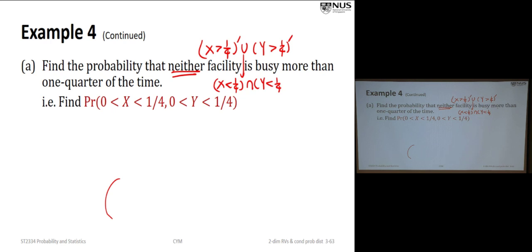More than 1/4 of the time. It doesn't matter where you put the equal sign because it's a continuous random variable. More than 1/4 of the time is supposed to be greater than, then the complement is supposed to be less than or equal. So if you really want, you can put back the equal sign there. All right. But x less than or equal to 1/4.